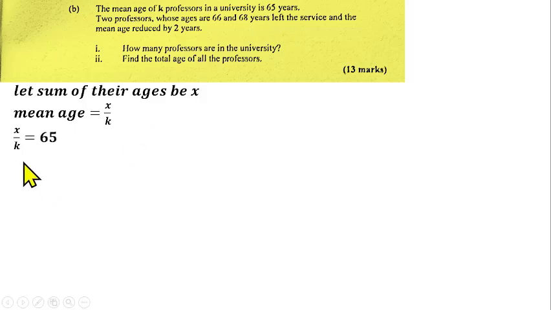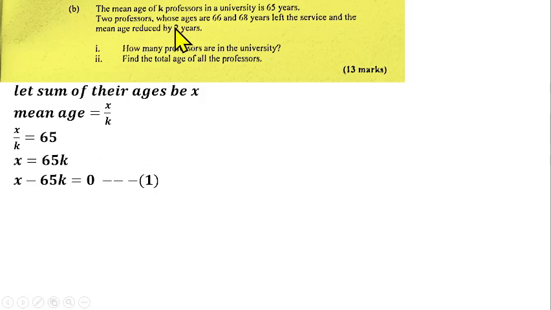So that gives us x over k equals 65. We can cross multiply, so s will be equal to 65k. Then from there you can take this one to this side. You have s minus 65k equals 0. Then you have equation 1.